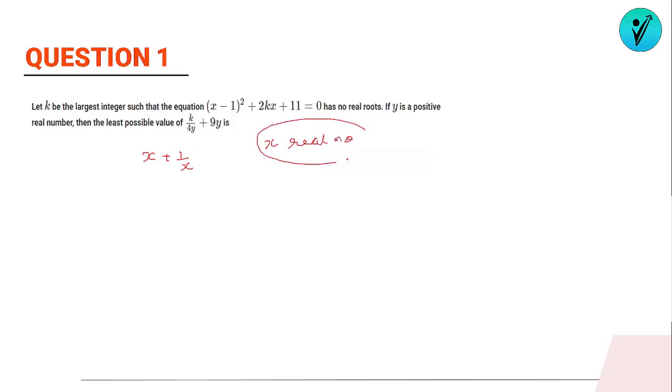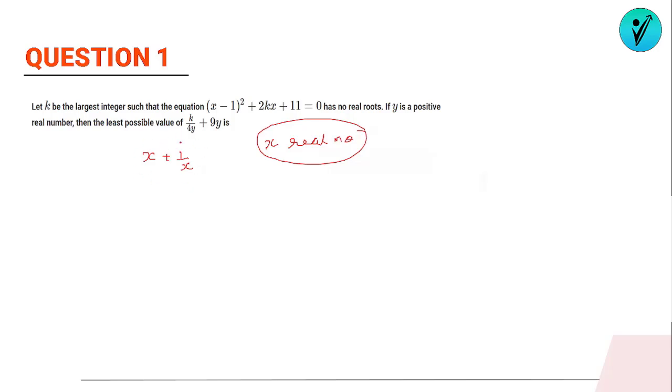If x is a real number, what can be the minimum value of x plus 1 upon x? Can I get the maximum value? The maximum value, if x is a real number, is simply infinity. So if you are placing it as infinity, it will be infinity. So the maximum value will be infinity. I'm concerned with what the minimum value of this is.